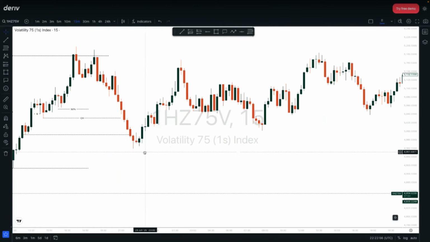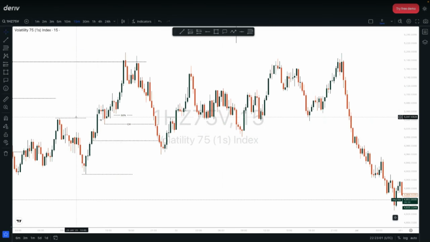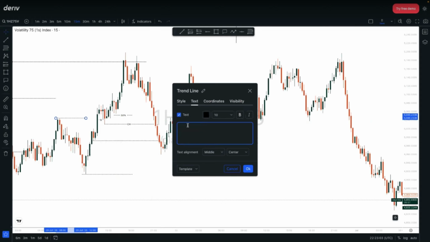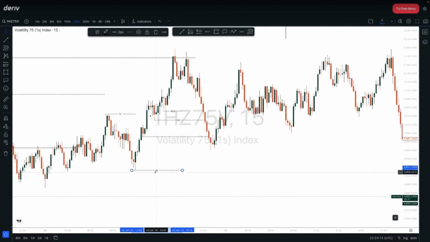What do you see after the liquidity was taken? Of course, this area broke structure to the upside, so you can call it B, and this you can call PL, sorry, PL. If you see PL on my chart, it is protected low. This was the protected low.